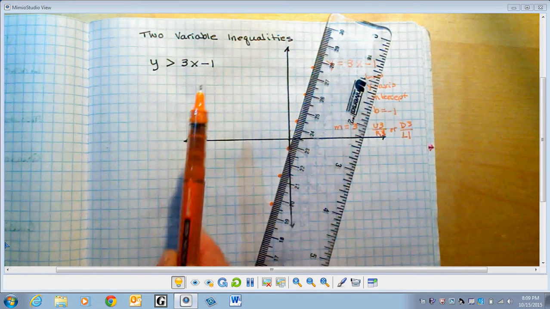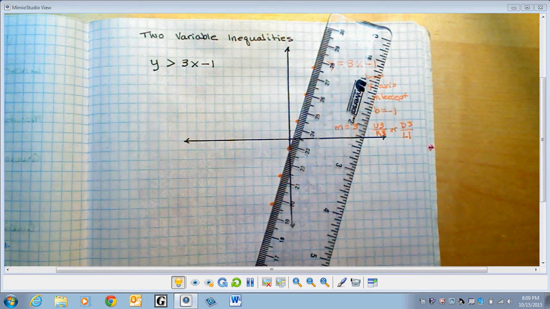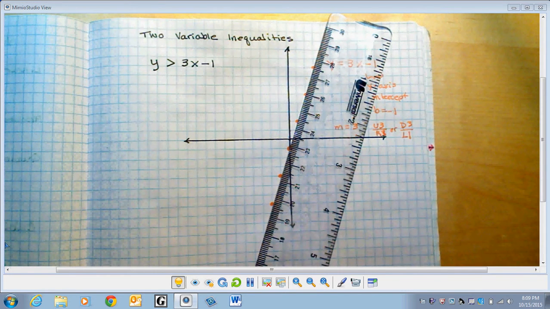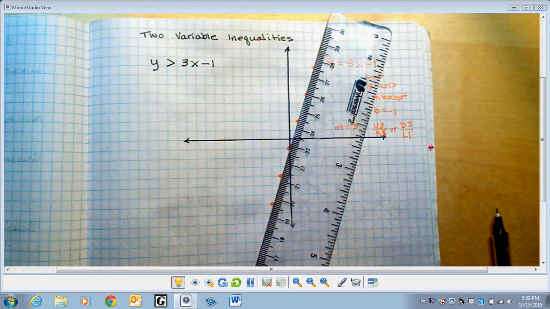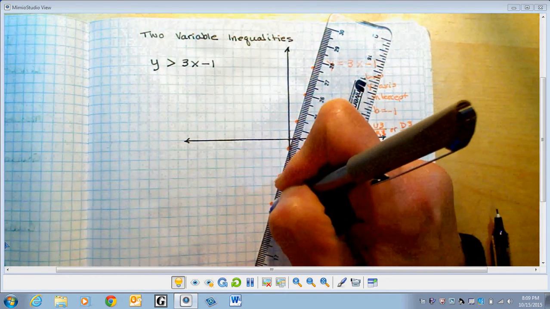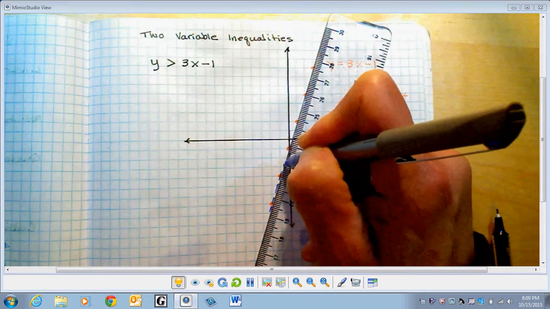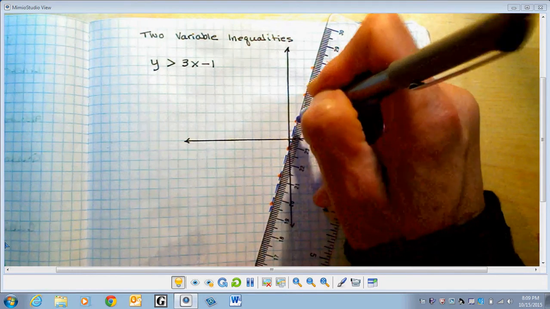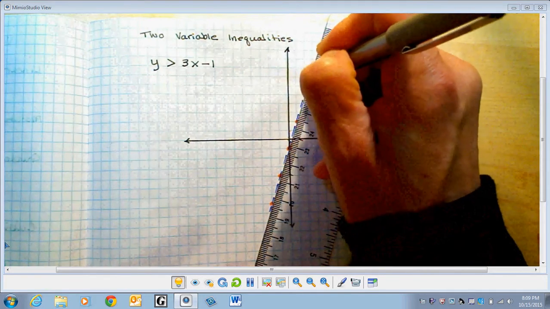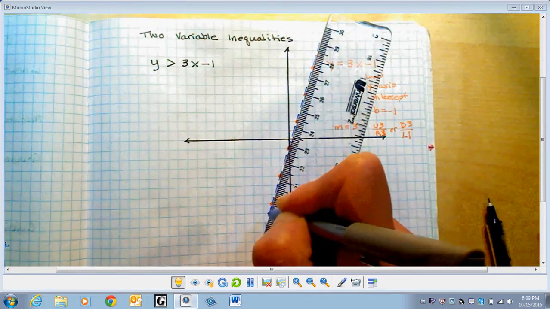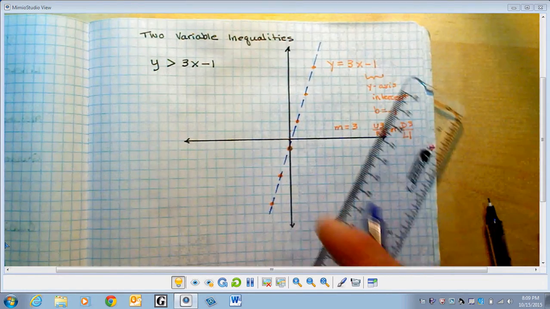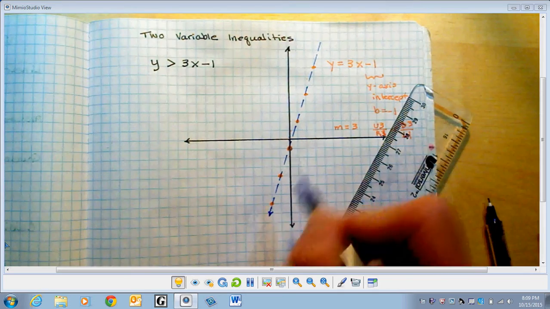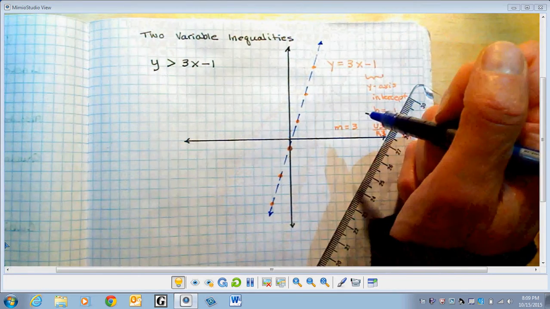However, because we have this inequality, it means y cannot actually equal those values on the line. So when I draw my line, I'm going to draw a dashed line. But that's not all I'm going to do with this particular graph. There's more to it than that. So that's what my line looks like. It's dashed, with arrows on the end because it goes forever in both directions.